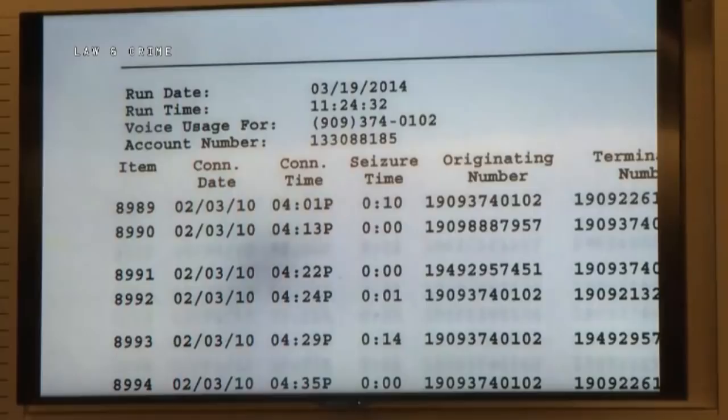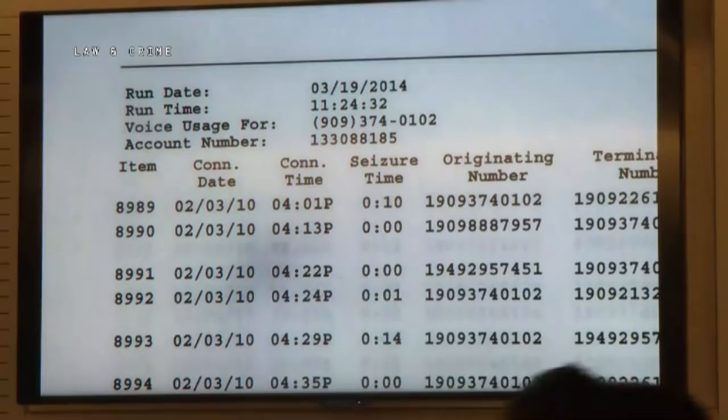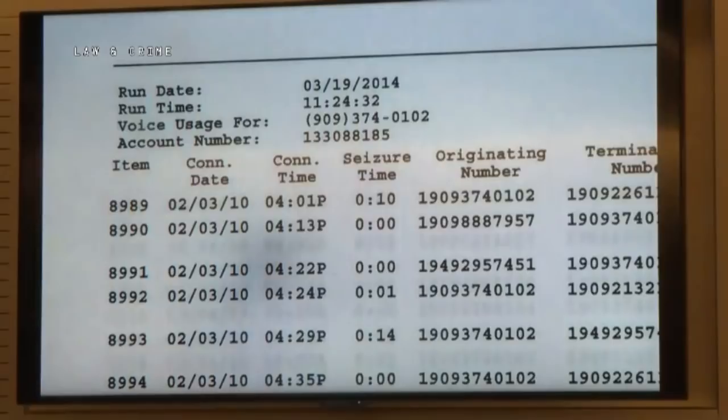Okay, so when we left off, Agent Boles, we were talking about just the formatting of a CDR, called data record, is that right? Called detail record. Detail record, sorry. So I zoomed in on 439C to the top right corner. Can you at least describe for us, just kind of run us through what we're seeing?